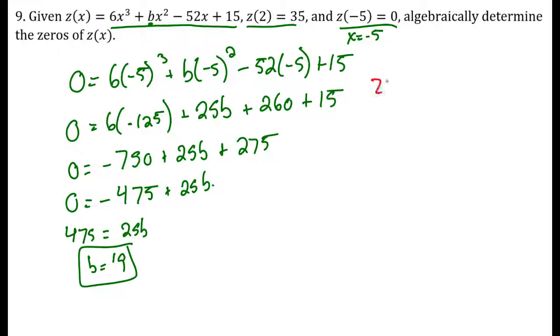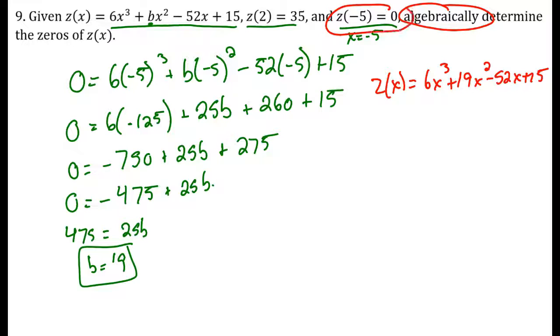I know now the function I'm dealing with is z of x equals 6x cubed plus 19x squared minus 52x plus 15. So maybe I can group this. And unfortunately, the answer is no, you can't group this. So to algebraically determine the zeros, I need to divide somehow. And this is the key thing. Negative 5 is a 0.